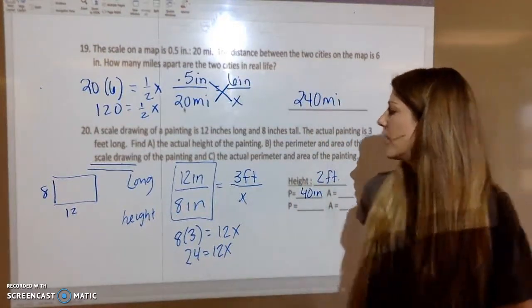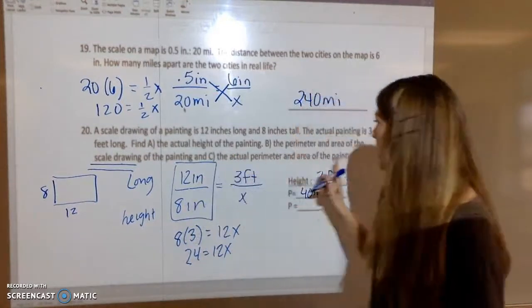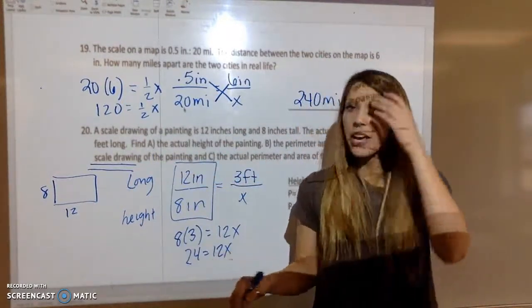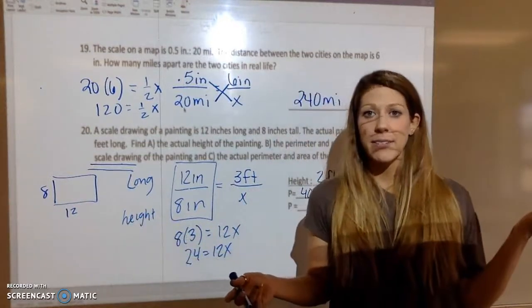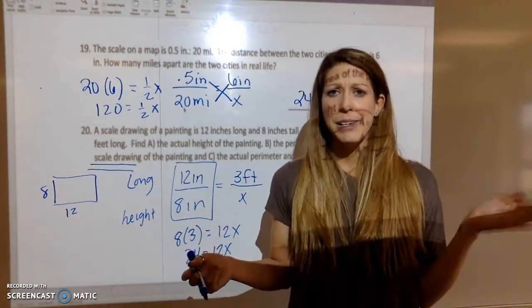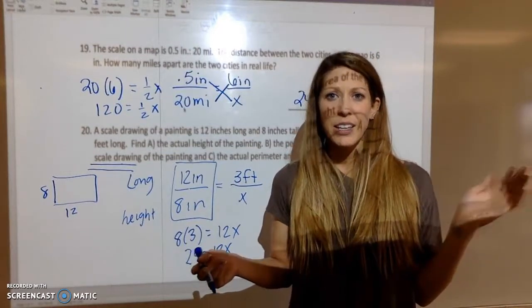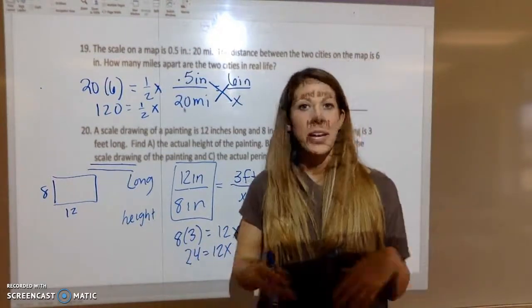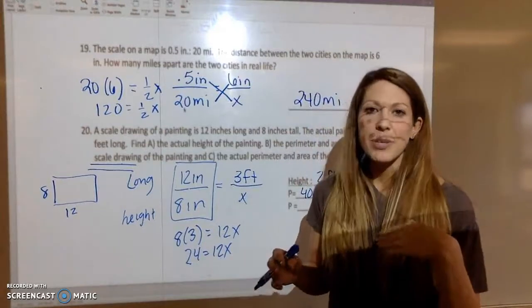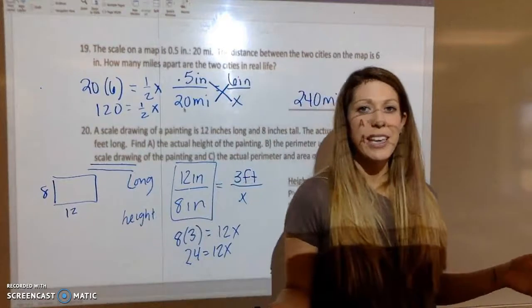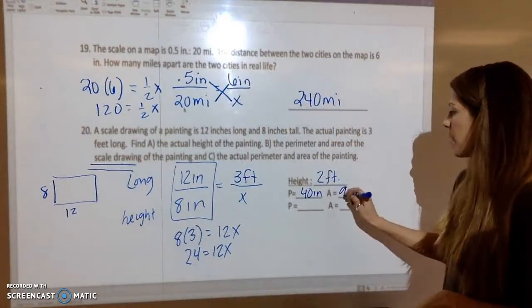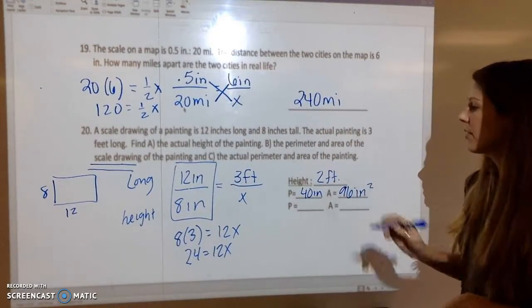All right, now, area of the scale drawing. So area, it's a rectangle, so length times height, or base times width, I think you also do length times width, whatever. So base times height, length times width, that's what it is. Okay, so we've got 12 times 8. 12 times 8 is 96. Because it's area, we square our units.